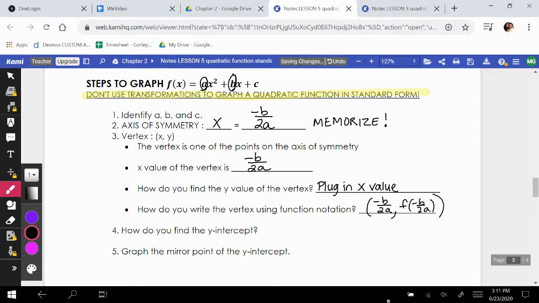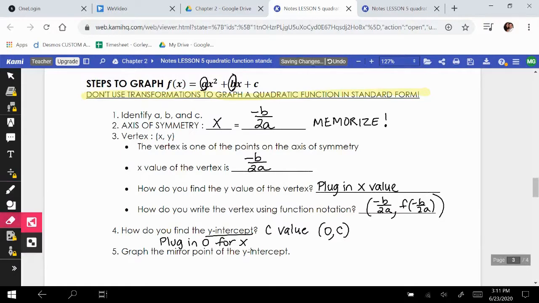Okay? How do I find the y-intercept? Remember, the y-intercept is just your c value, right? If I plug in 0 into my function, I can simplify to get c. Okay? For any time you're asked to find the y-intercept, you plug in 0 into your function for x. Okay? And then the last step is going to be to graph the mirror point for the y-intercept.